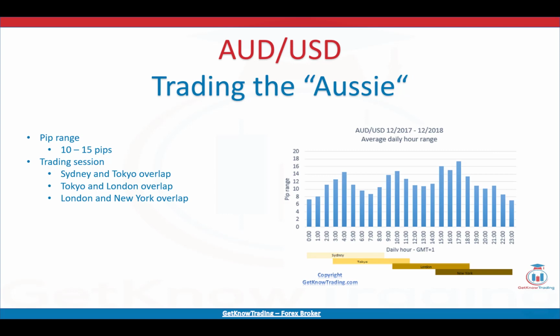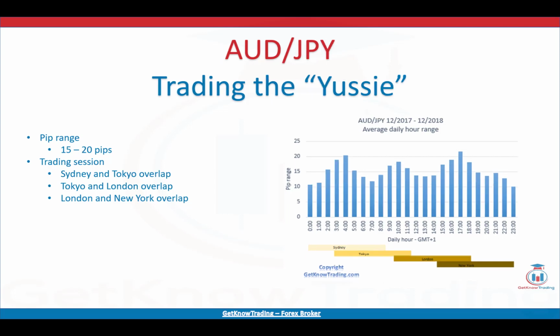Now we have Asian currencies, and first one is Australian dollar and the US dollar, with 10 to 15 pips range. This pair is traded during all trading sessions because it includes Asian currency and US dollar, which is world reserve currency. Next one is Australian dollar and Japanese yen, with 15 to 20 pips range, and which has increased pip range during Asian session. As the New York session ends, the pip range declines, which is normal.